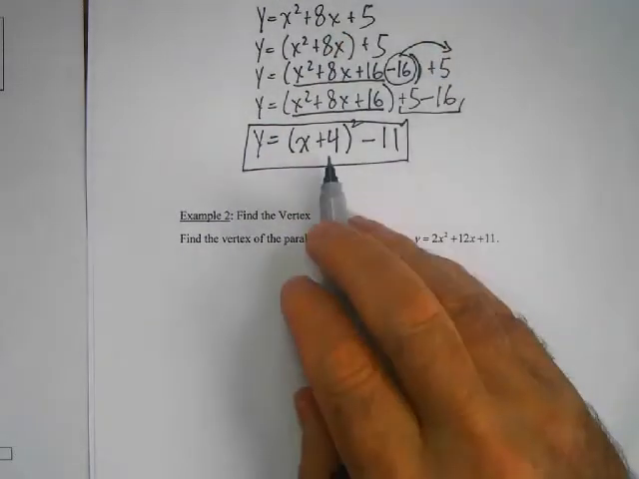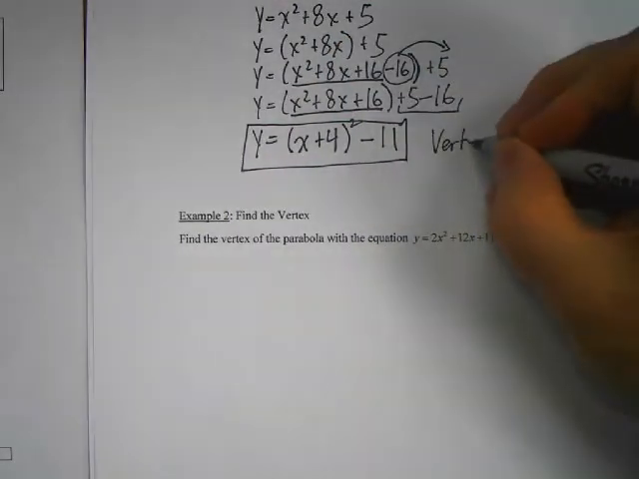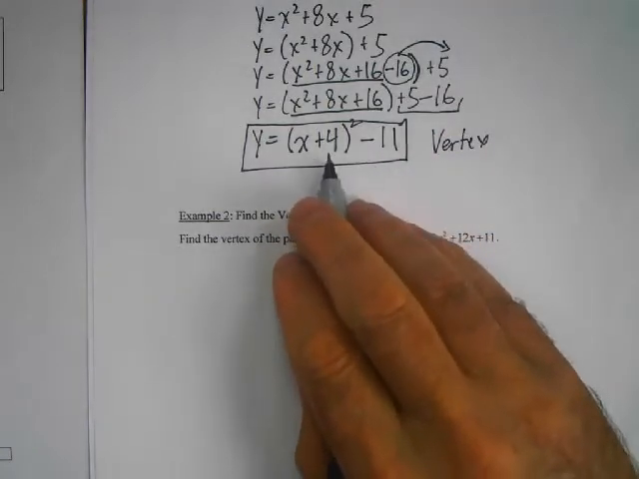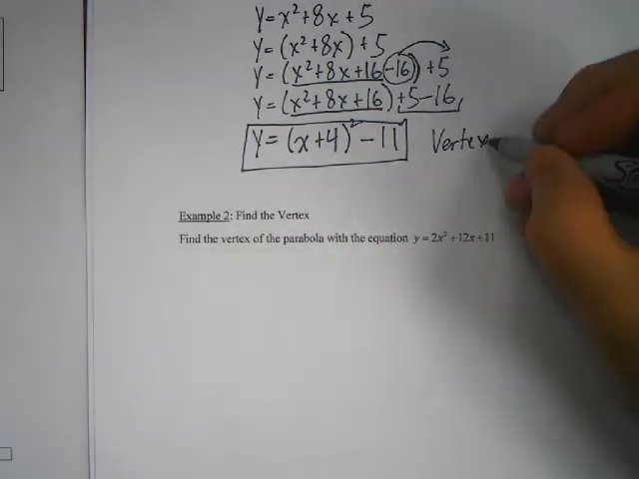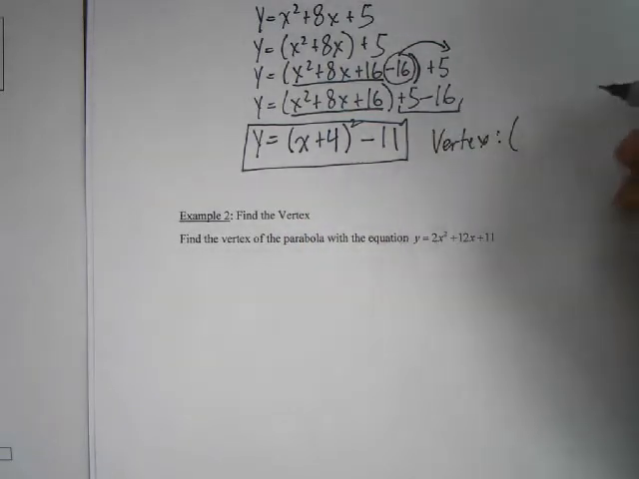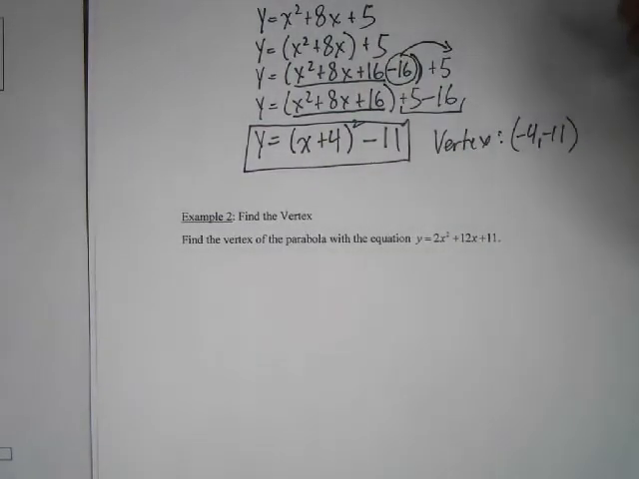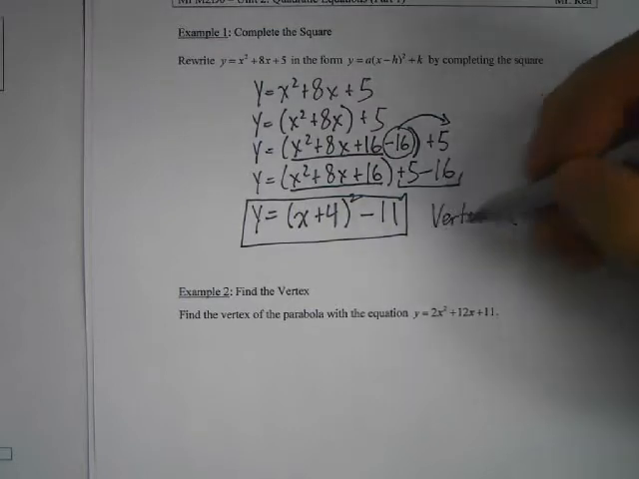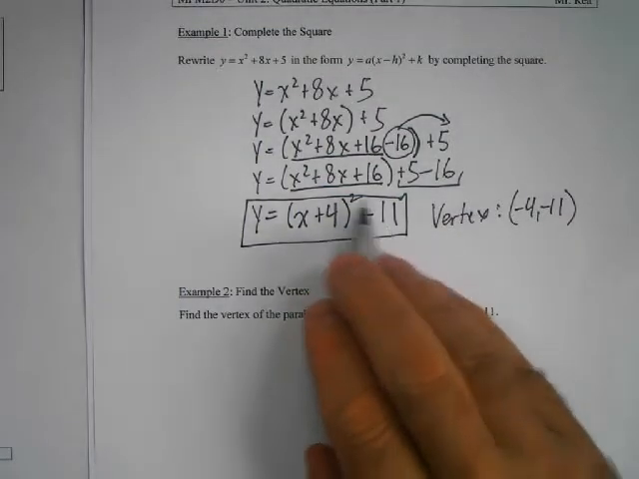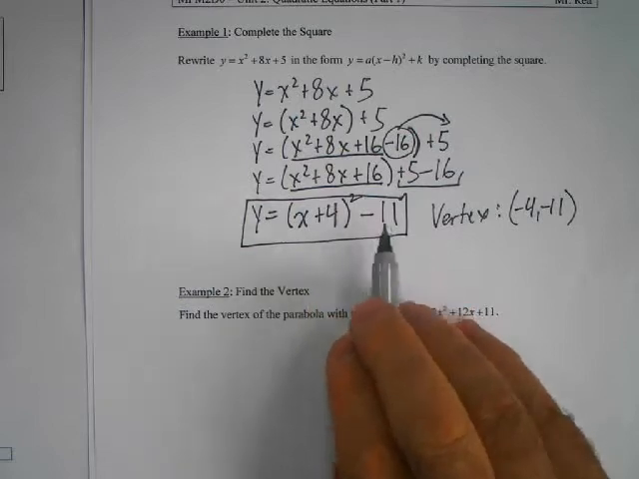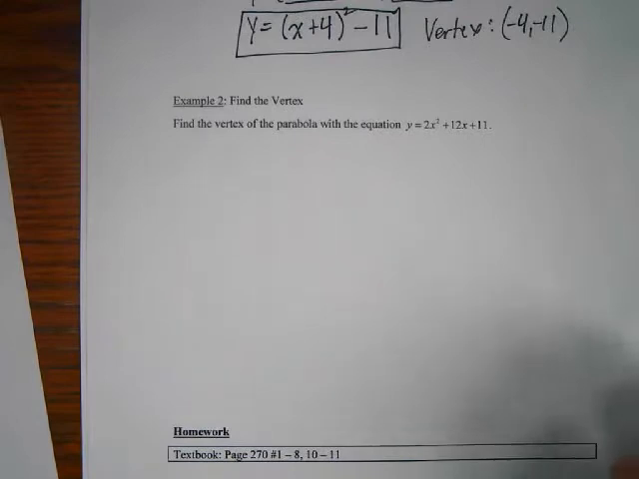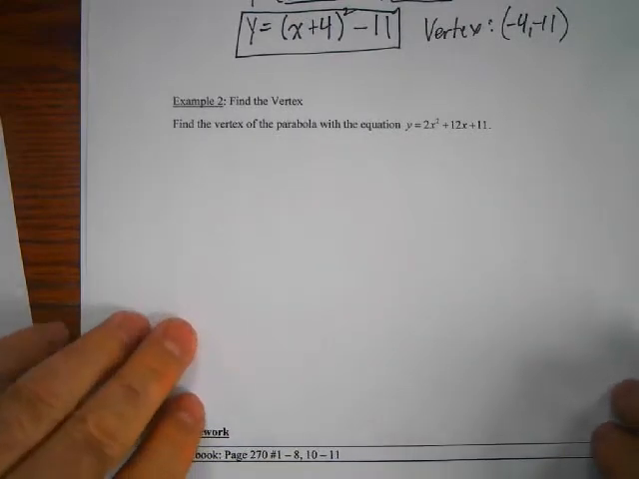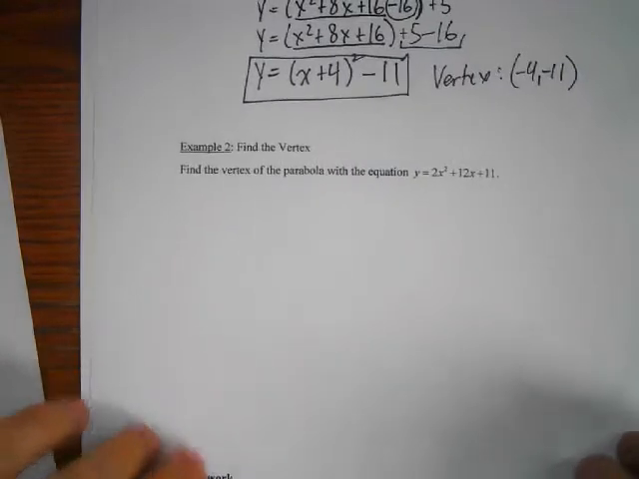If we wanted to know the vertex, we could just get the h and the k values here. Don't forget it's x minus h, so h is negative 4, and k is negative 11. We weren't really asked for the vertex here, but if we were, we just look at the vertex form and pull out the h and k. So that's how that works. I have one more example here, and then I'm going to challenge us to a more difficult one.